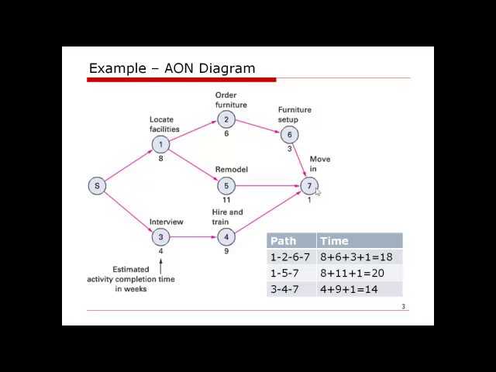Now, among these different paths, we can see there is a path that has the longest time. So here is the path 1, 5, 7, which will take 20 weeks to finish. This is what we call the critical path because it takes the longest time to finish. In reality, or in some problems, sometimes we may have more than one path that have equal time, which are the longest times. So that means we have more than one critical path.